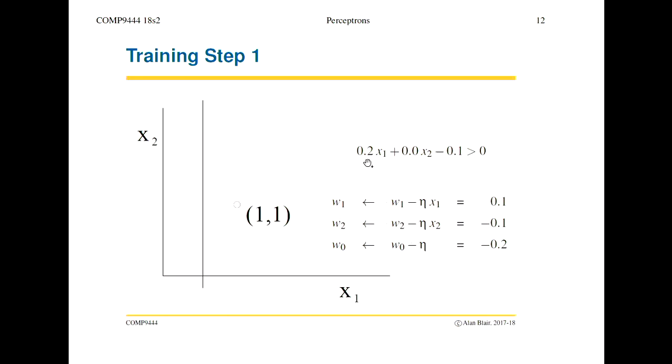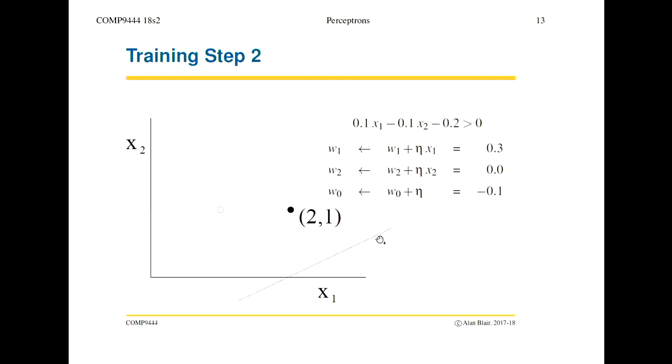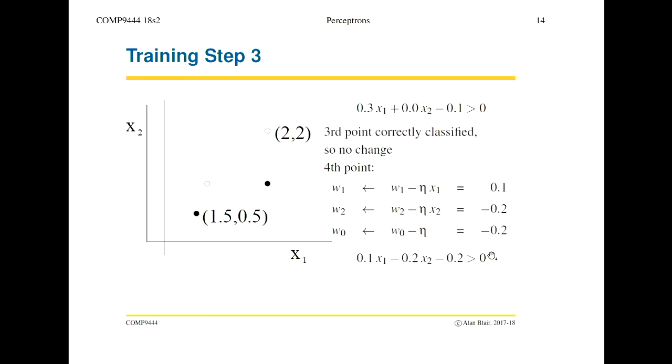So this is a negative example, but the current weights classify it as positive. So I subtract eta from W0, I subtract eta times x1 from W1, and then I get a new set of weights. And the new set of weights define this line here. And so then I'm given a new training example. This training example is meant to be positive, but it turns out that it's classified as negative. So I add eta and eta x1 and eta x2, and then I get this new set of weights.